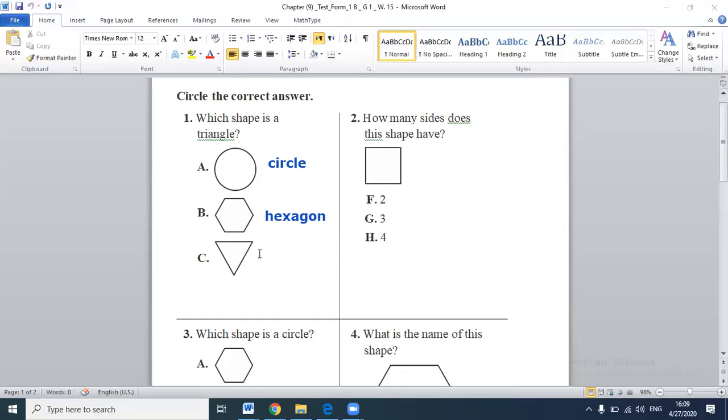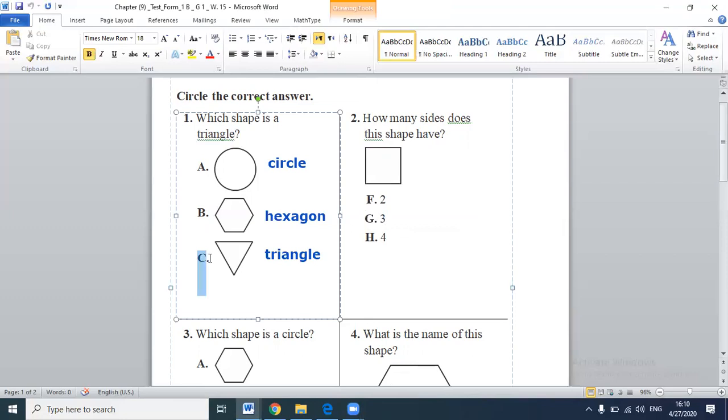The third one, number three, is a triangle. So the answer is letter C. Okay, the answer is what? Letter C. Choose letter C, the triangle. Yes, this is a triangle. Excellent. Let's see number two.